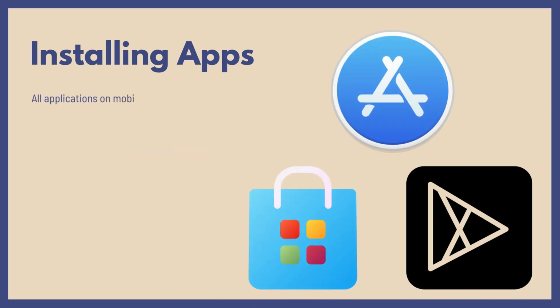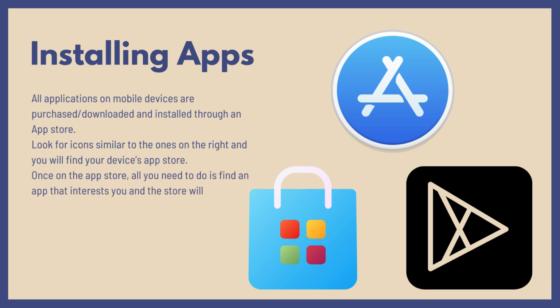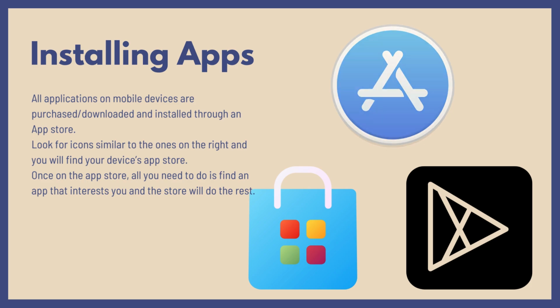Installing apps. All applications on mobile devices are purchased or downloaded and installed through an app store. Look for icons similar to the ones on the right and you will find your device's app store. Once on the app store, all you need to do is find an app that interests you and the store will do the rest.